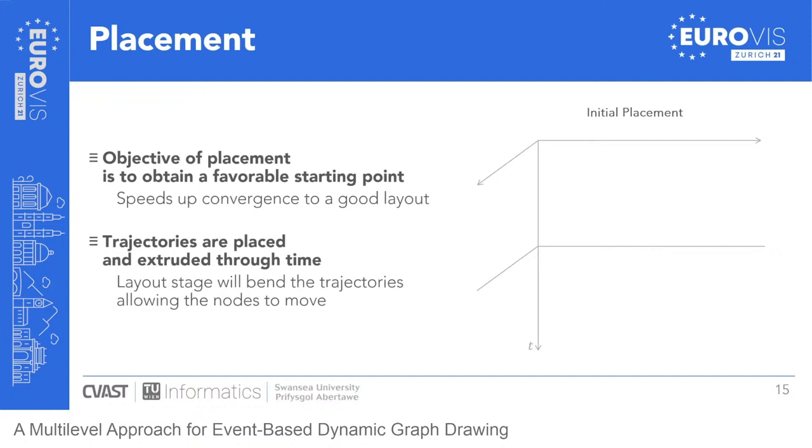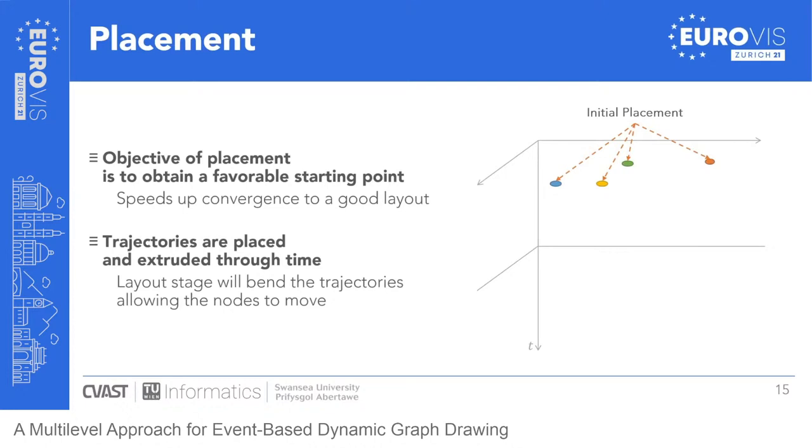In our context, placement means embedding the trajectories in the space-time cube. First, the initial placement is computed. In the first level placement, this is done by flattening and then drawing, using a static graph layout, the coarsest graph in the hierarchy. In the placement during the refinement cycles, instead, these coordinates will be transferred from the upper level to the level below.